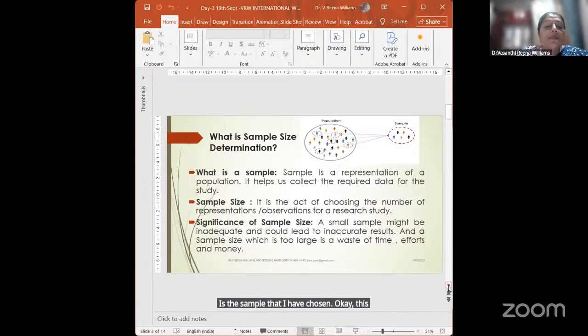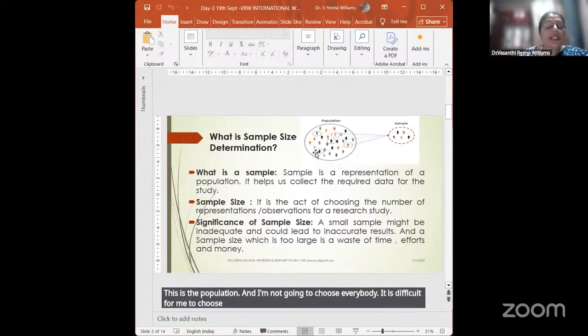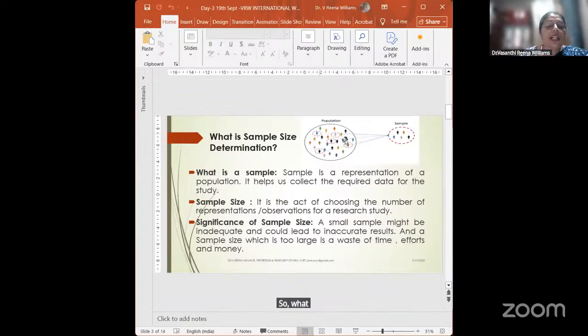Okay, this is in simple terms. As you can see, I'll just move the mouse around. You can see this. This is the population. And I'm not going to choose everybody. It is difficult for me to choose everybody and just check out. So what I'll do is I'll pick out a few and that becomes my sample. Okay. Now, I hope you understand what is sample.